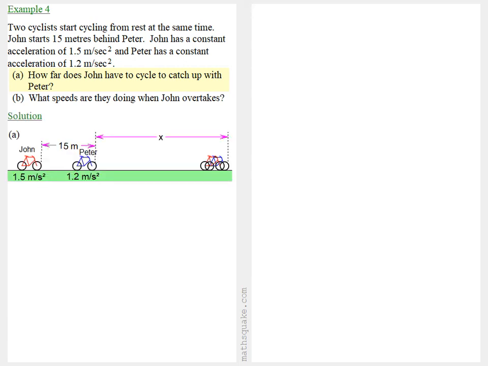Well, a diagram helps. Let x be the distance that Peter travels when John catches up with him. Now we can use s equals ut plus a half at squared. So for John, the distance he travels is x plus 15. His initial speed is 0 and his acceleration is 1.5. This means x plus 15 is equal to 0 plus a half times 1.5 times t squared. That is, x plus 15 is equal to 0.75 t squared.